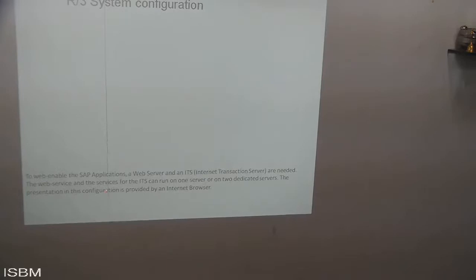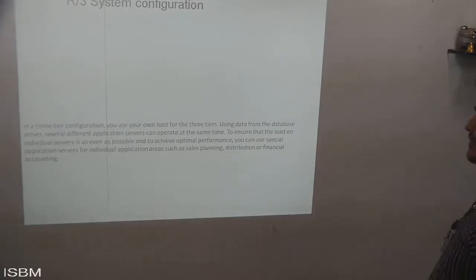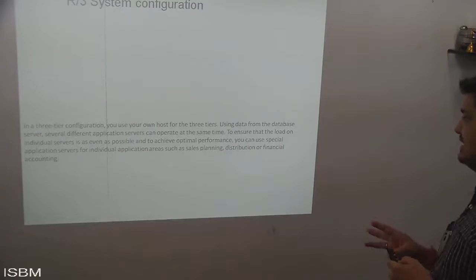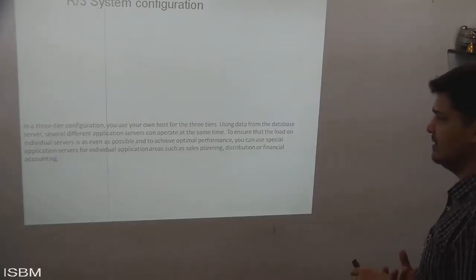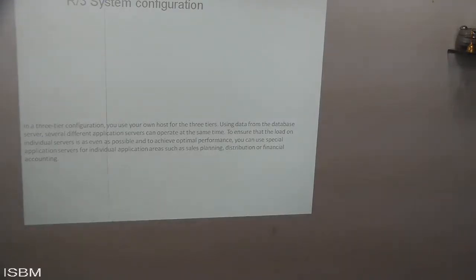The web service and the services for the ITS can run on one server or on a dedicated server. The presentation configuration is provided by the internet browser. So the internet browser is used over here to work as a host. Then in the three-tier configuration, you can use two hosts for the three tiers using data from the database server. Several different application servers can operate at the same time. To ensure that the load on the individual servers is as even as possible, and to achieve optimal performance, you can use a special application server for individual application areas such as sales, planning, distribution, and financial accounting.